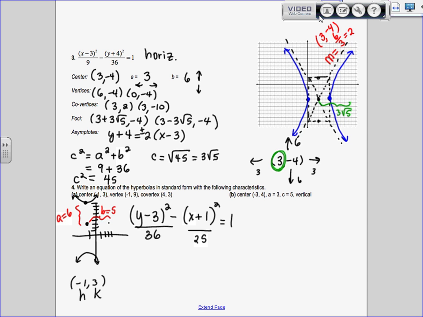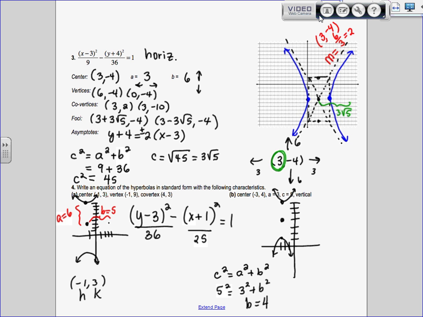Okay, B. B is also vertical. So my center is at -3, 4. My A is 3. So if it's vertical, I'm going to go up 3. And I would also go down 3. And then my C is 5. So I don't have to draw a perfect sketch, but if I need to find what B is, I do C squared equals A squared plus B squared. Do you guys see what it's going to be? Yeah, it's a 3, 4, 5 triangle, basically. So I get B equals 4. I'd have 25 minus 9, which is 16. Square root of 16 is 4.